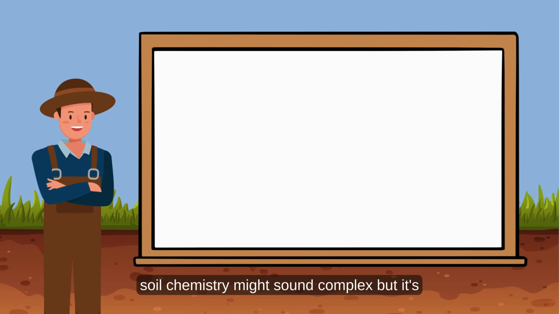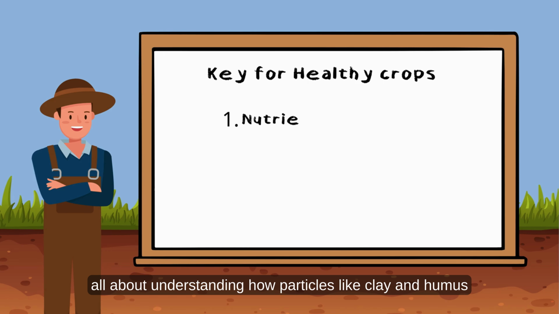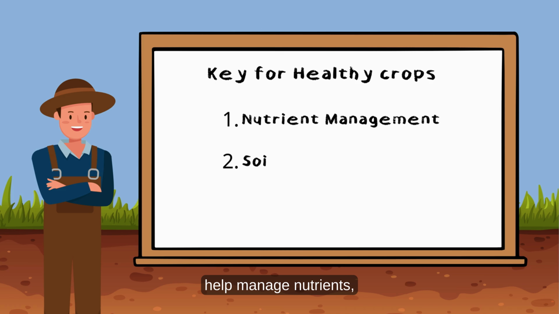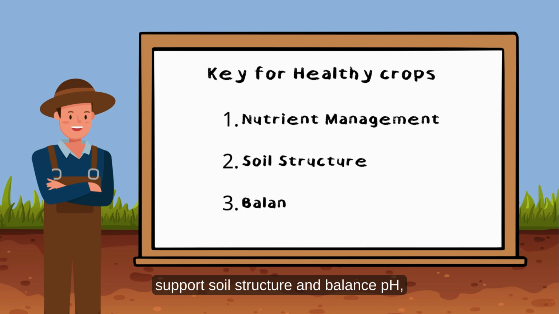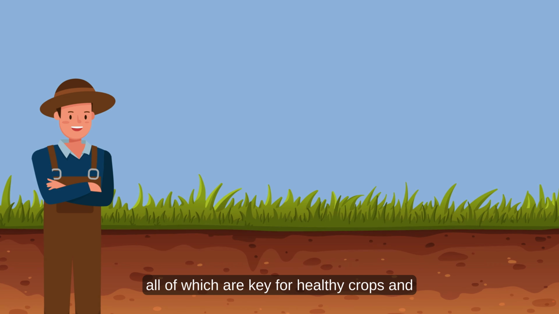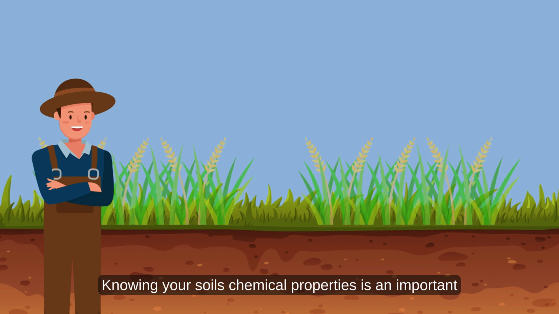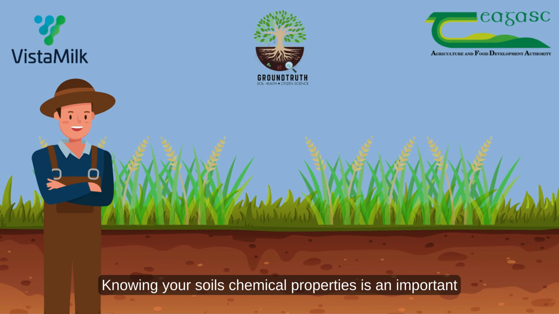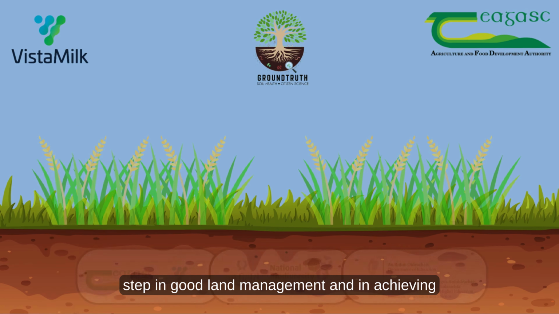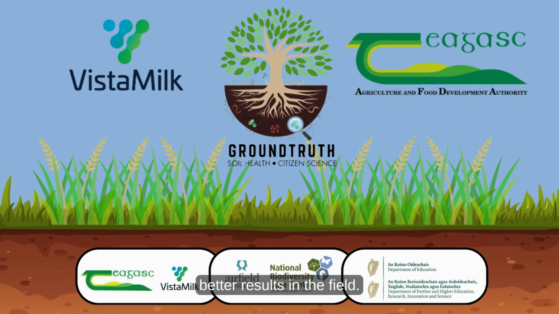In conclusion, soil chemistry might sound complex, but it's all about understanding how particles like clay and humus help manage nutrients, support soil structure, and balance pH, all of which are key for healthy crops and productive farming. Knowing your soil's chemical properties is an important step in good land management and in achieving better results in the field.